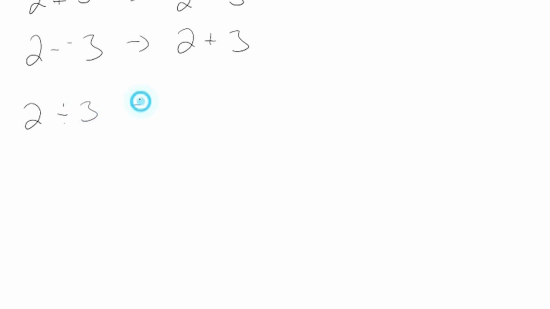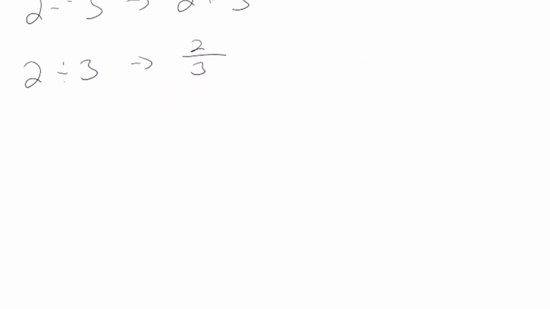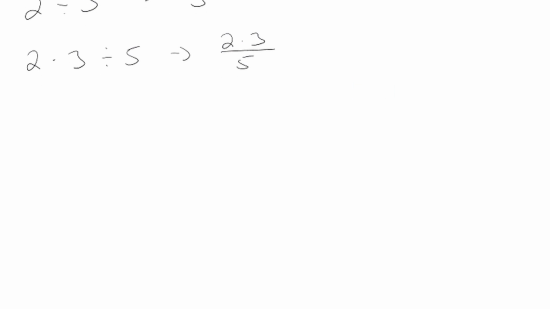Likewise, with the division symbol, if you have 2 divided by 3, it's best to write this as a fraction, with 2 in the numerator and 3 in the denominator. Now, if you have an expression like this, 2 times 3 divided by 5, the divided by 5 is the same as multiplying by the reciprocal 1/5. So the 2 times 3 is in the numerator and 5 is in the denominator. It doesn't matter which order that comes in either.